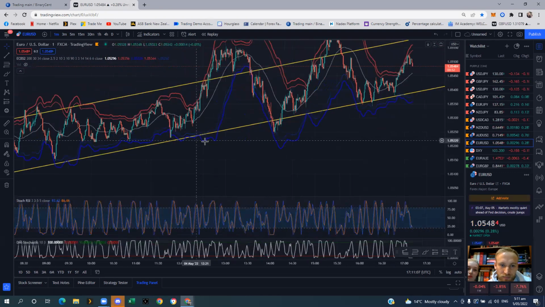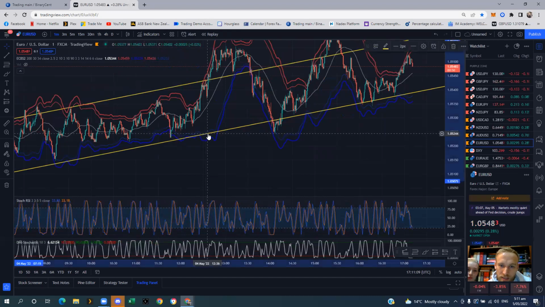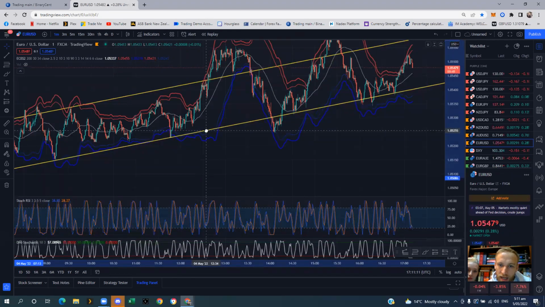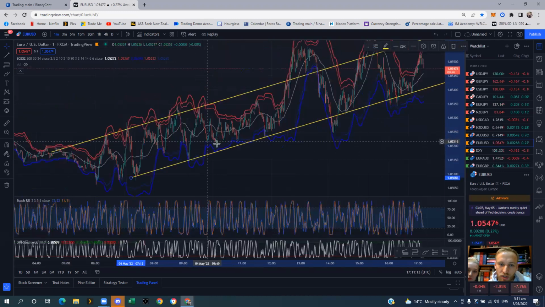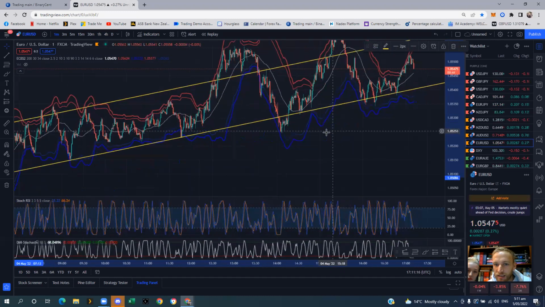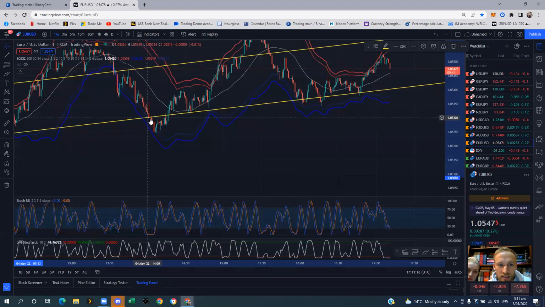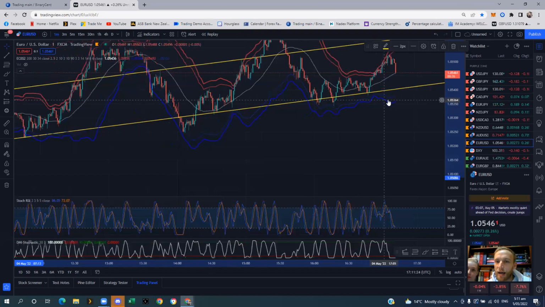So for me, if I'm looking at all these places that I would have missed the entry, I would probably move that up a little bit to just touch. Now, this here is a risk that you run. You can see how much time price has spent below here. That's probably, I don't know, 10 minutes or so.